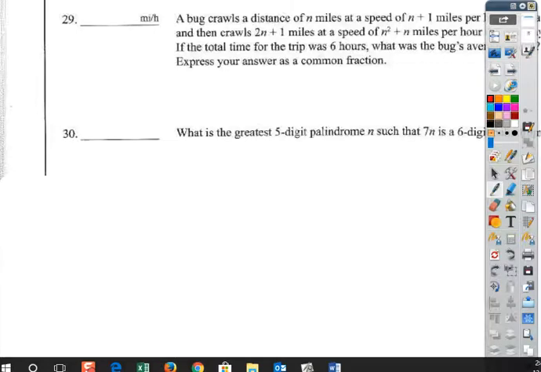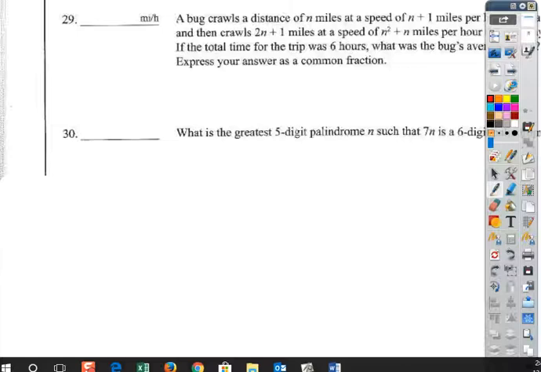All right, so we're going to take a look at this really super cool bug problem, because I like to collect bugs. I do. So a bug crawls a distance of n miles at a speed of n plus 1 miles. Now already I'm thinking to myself, oh my goodness, there are a lot of words here. If I don't make some sort of organizing table, I'm going to forget or lose track of things that are going on. So that's what I'm going to do first.